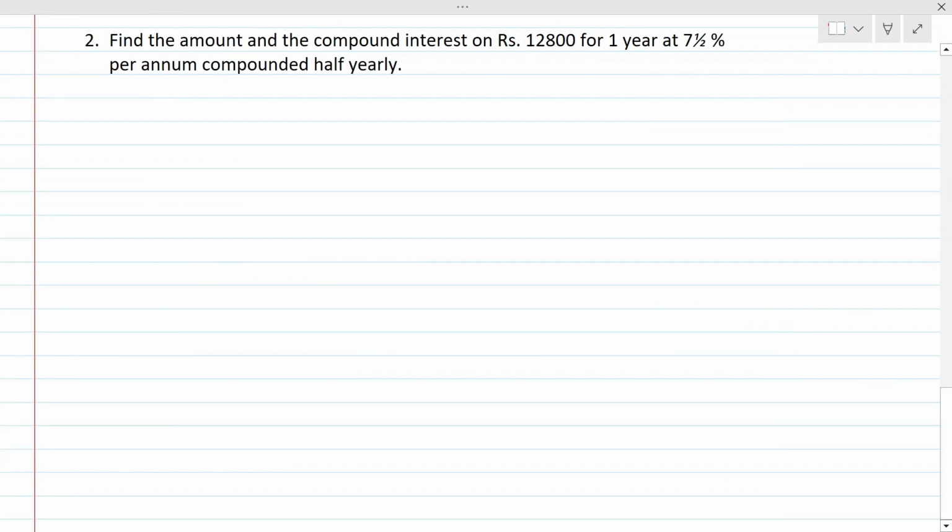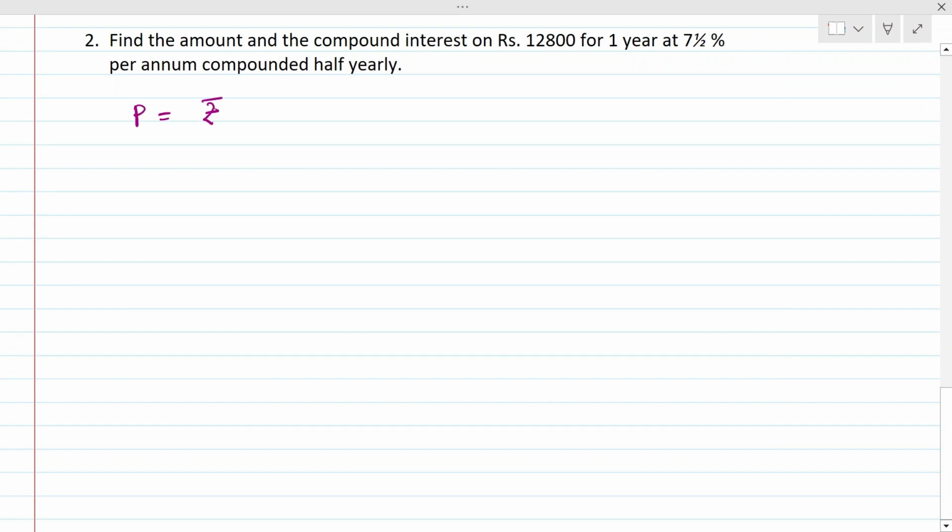Now the second example. Find the amount and compound interest on rupees 12,800 for 1 year at 7.5% per annum compounded half yearly. I have chosen this problem only to teach you this 7.5%. It is not full, it is half. That is why. Now we'll see what are the given data.